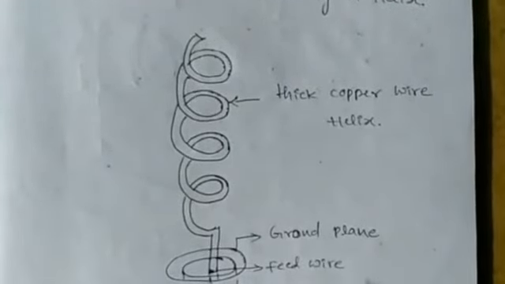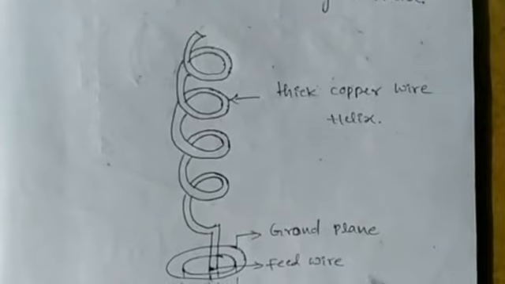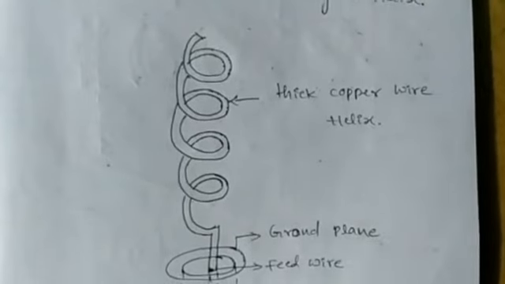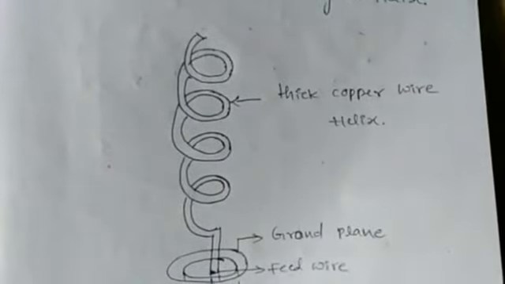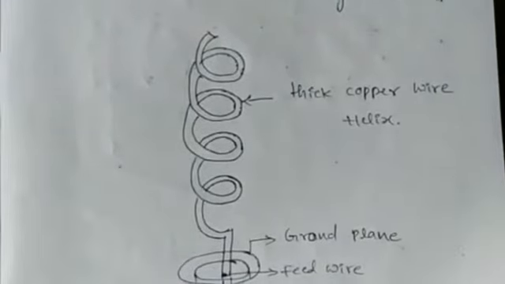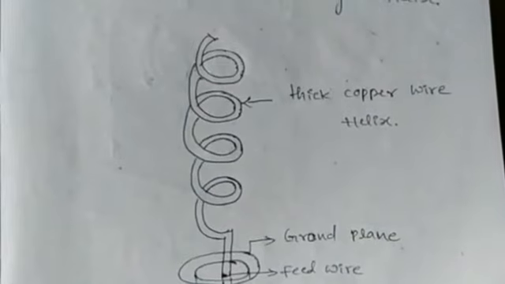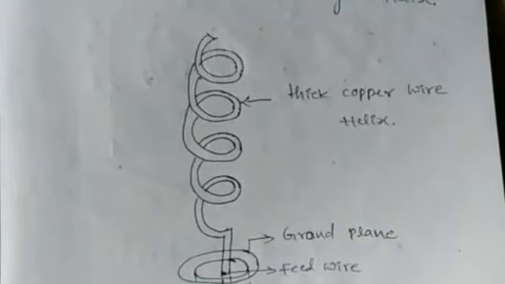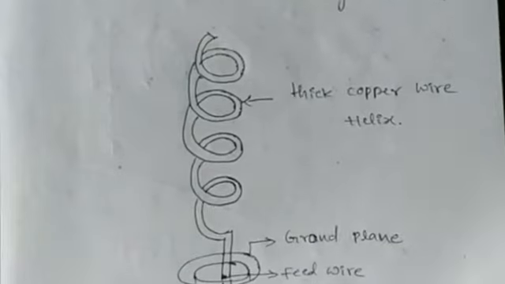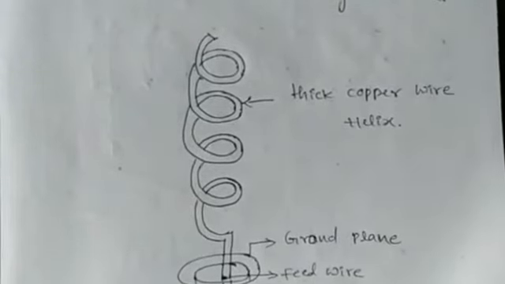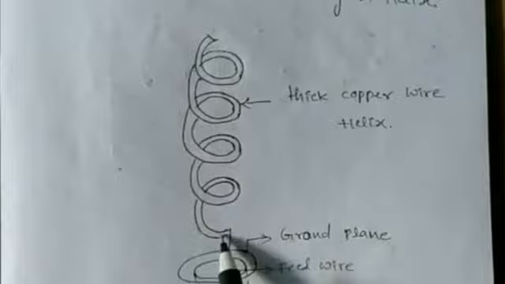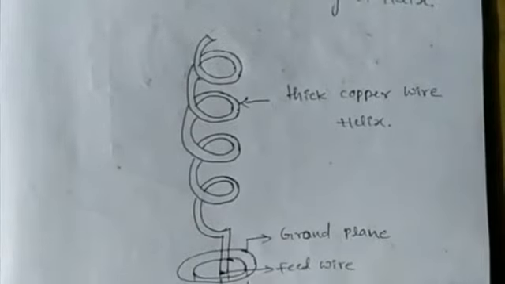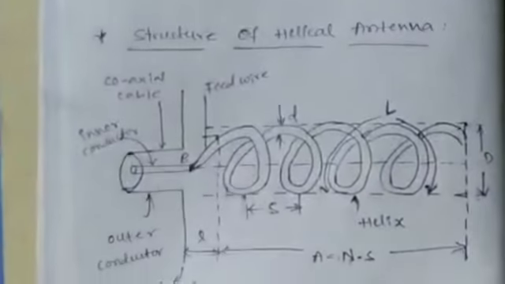These helical antennas are widely used in space and satellite communication. They are also used for VHF signals through the ionospheric layer. For transmitting or receiving VHF signals through the ionospheric layer, we have to use an array of helical antennas. And now here we are seeing the structure of the helical antenna.